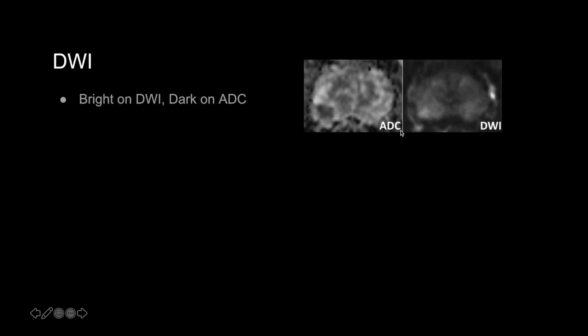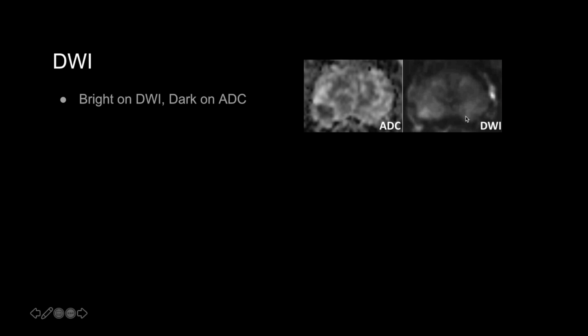ADC maps, or apparent diffusion coefficient maps, are calculated based on 2 DWI images at different diffusion strengths, or different B values, and we'll talk about that in a bit. The ADC maps display the diffusion coefficients themselves. So things with lower amount of diffusion, aka diffusion restriction, are going to have lower signals. They diffuse less. Something that restricts diffusion again is going to be bright on DWI and dark on ADC.